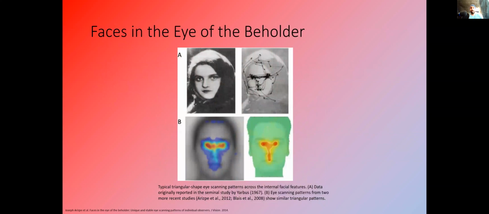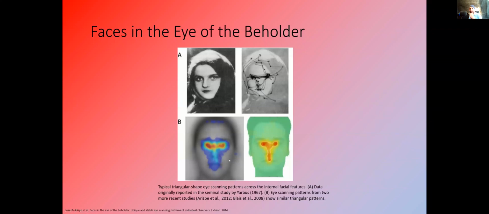So beauty is in the eye of the beholder, and this is a study done by Joseph Arizpe a few years ago, I think back in 2014. References are at the bottom of the slides, and what you'll be able to see from here is basically they were looking at the eye scanning patterns. Here at the top, this was done in 1967, when Yarbus and colleagues first determined that when we look at the face, we focus immediately on the eyes, as you can see here, and then the eyes scan down to the nose and the mouth, and then it scans the rest of the face.